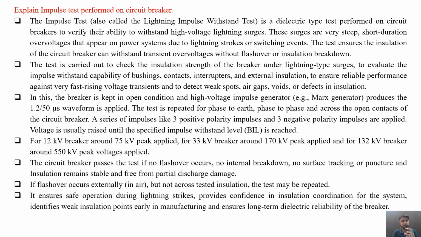For a 12 kV breaker, around 75 kV peak is applied. For a 33 kV breaker, around 170 kV peak is applied, and for 132 kV breakers, around 550 kV peak voltage is applied. The circuit breaker passes the test if no flashover occurs, no internal breakdown is noticed, no surface tracking or punctures occur, and insulation remains stable and free from partial discharge damage.